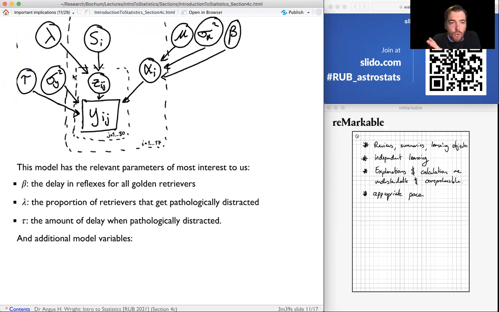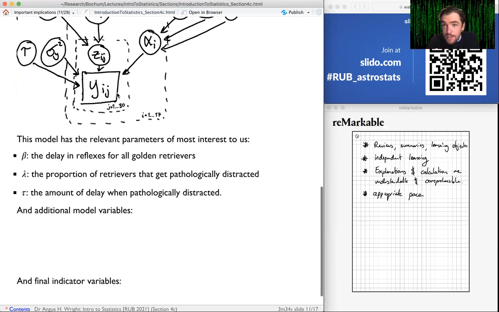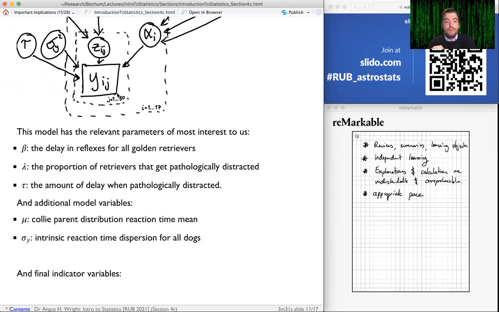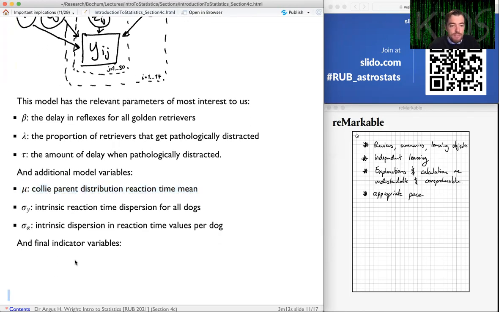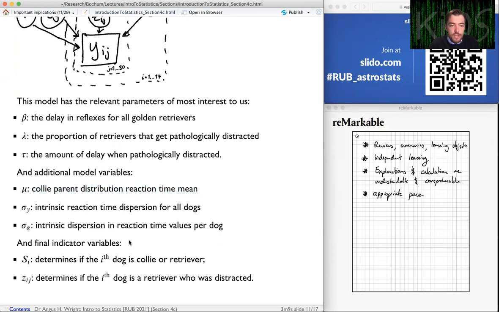But notice that we've got all this other stuff in here, right? And that stuff comes essentially for free with this hierarchical model. We have the mu, which is the collie-parent distribution reaction time mean. We have the intrinsic scatter in measurements of reaction time, and we have the intrinsic scatter in the mean reaction time of a particular breed of dogs. And then we have these two indicator variables, which determine whether or not a dog is a collie and whether or not a retriever is distracted. So that's it. That's the whole model.